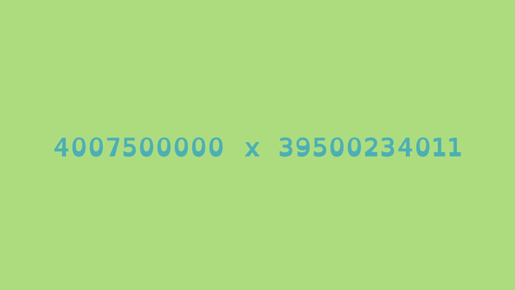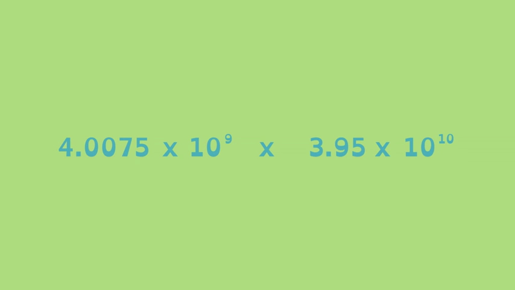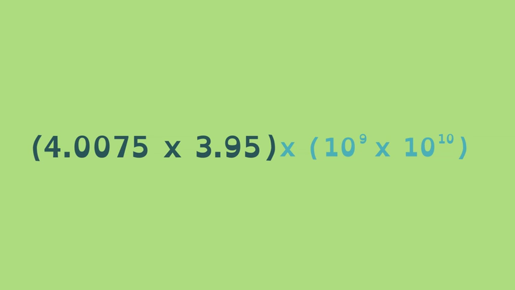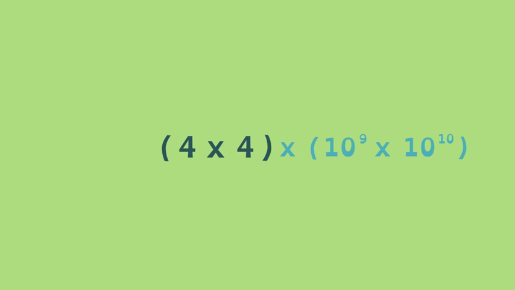Multiplying these numbers is a lot easier if you use scientific notation. First, you multiply the numbers separately. Let's round 4 75 thousandths and 3 95 hundredths to 4. The product of 4 times 4 is 16.